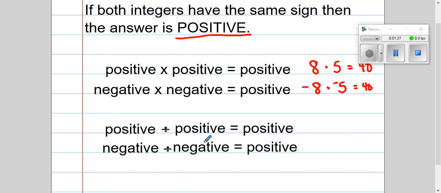That also works for division. Suppose I had a positive divided by a positive, my answer will be positive. So if I have, let's say, a positive 50 divided by a positive 5, my answer would be positive 10. Negative divided by negative will also give me a positive. So if I have negative 50 divided by negative 5, my answer would be positive 10 also.